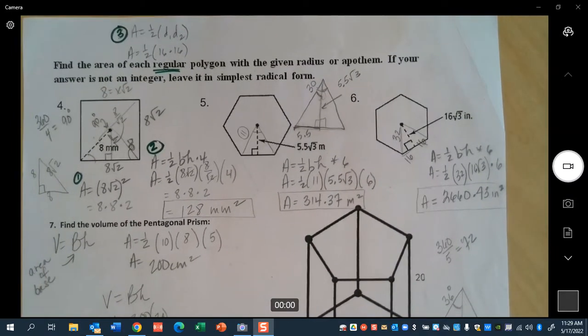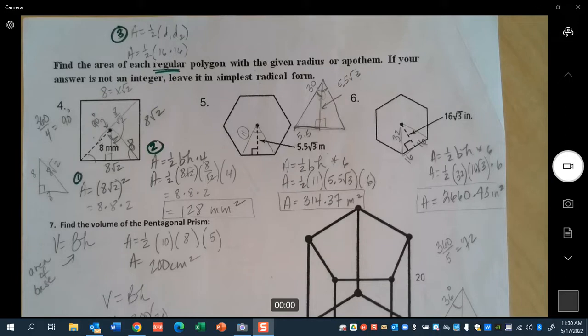Because if it's a square, once I figured out that the side length was 8 roots of 2, I could have just done length times width, the area of a square, side squared. So that was my first choice that I did for number 1.